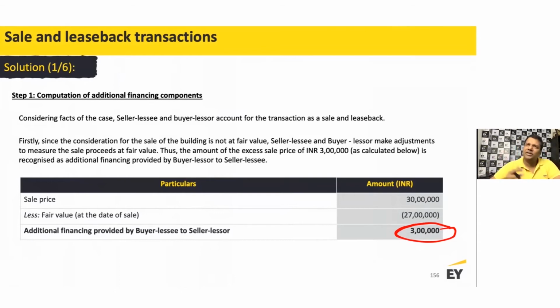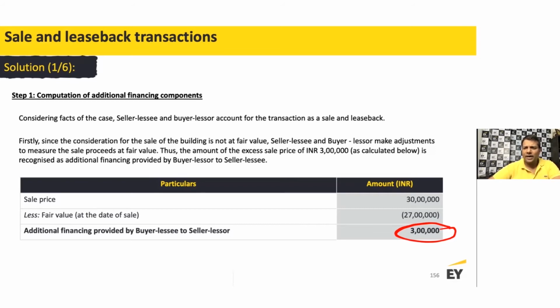So the buyer should actually record the asset only at fair value, which is 27 lakhs. If he has paid more, then that is another receivable, on which you are only supposed to record the interest income. You're not supposed to record the asset over and above its fair value, the initial recognition test. So the 3 lakh rupees is what the buyer will record as a financial asset, and the seller has also, in a way, obtained additional financing.